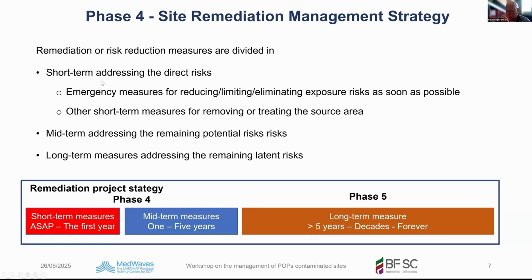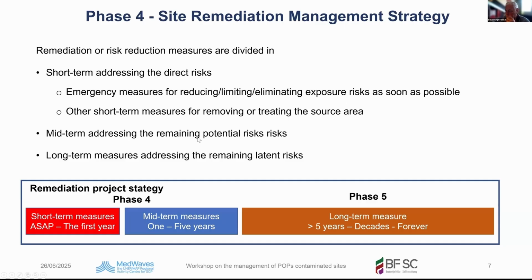So the short-term risk reduction measures address direct risk, and they can be divided into emergency measures that should be implemented as soon as possible. Emergency measures are, for instance, forbidding land use, putting up a fence, putting up signs, informing the people around, and raising the awareness of the school kids not to enter. And then other short-term measures are removing or treating the source area.